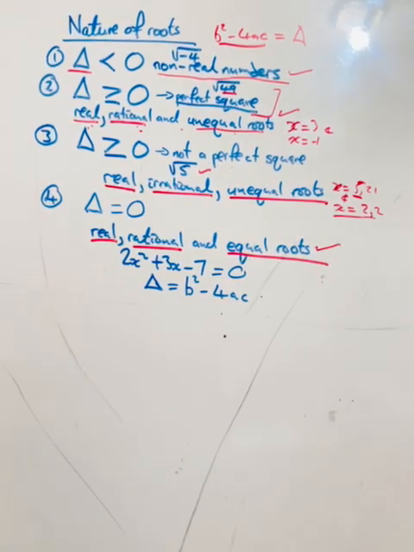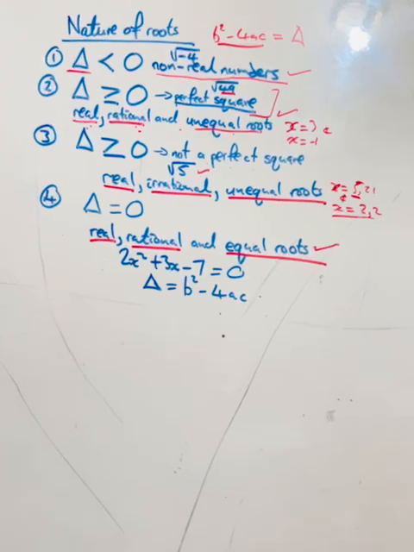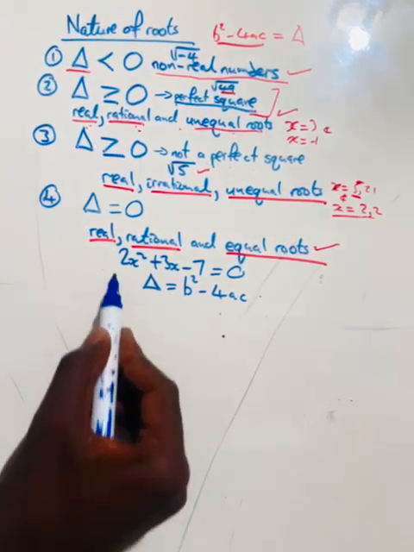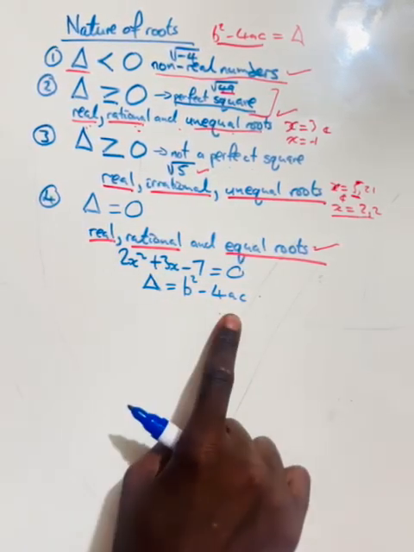All right, this is the last part of nature of roots, right? This is the third video, and the equation that we're going to deal with is 2x squared plus 3x minus 7, and we're going to be using our formula.